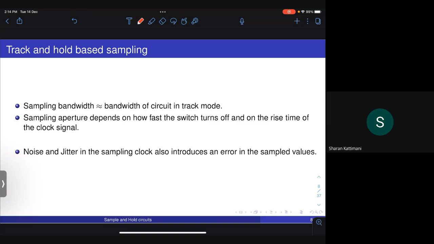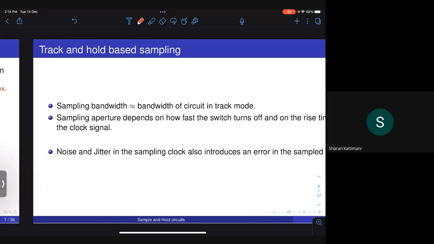So when you're having track and hold based sampling, the sampling bandwidth is the bandwidth of the circuit in the track mode, and the sampling aperture depends on how fast the switch turns from on to off, which also depends on the rise time of the clock signal. So apart from bandwidth and aperture, there are other things that affect the performance of a sample and holder: noise and jitter in the sampling clock, which introduces some variability in the sampled values.